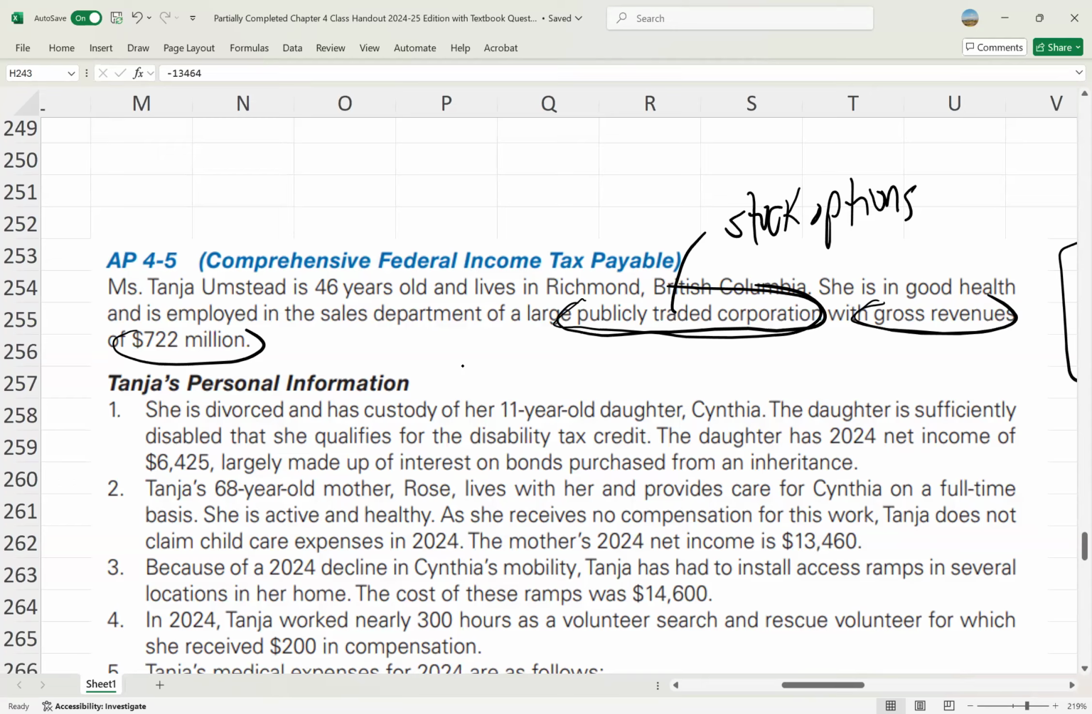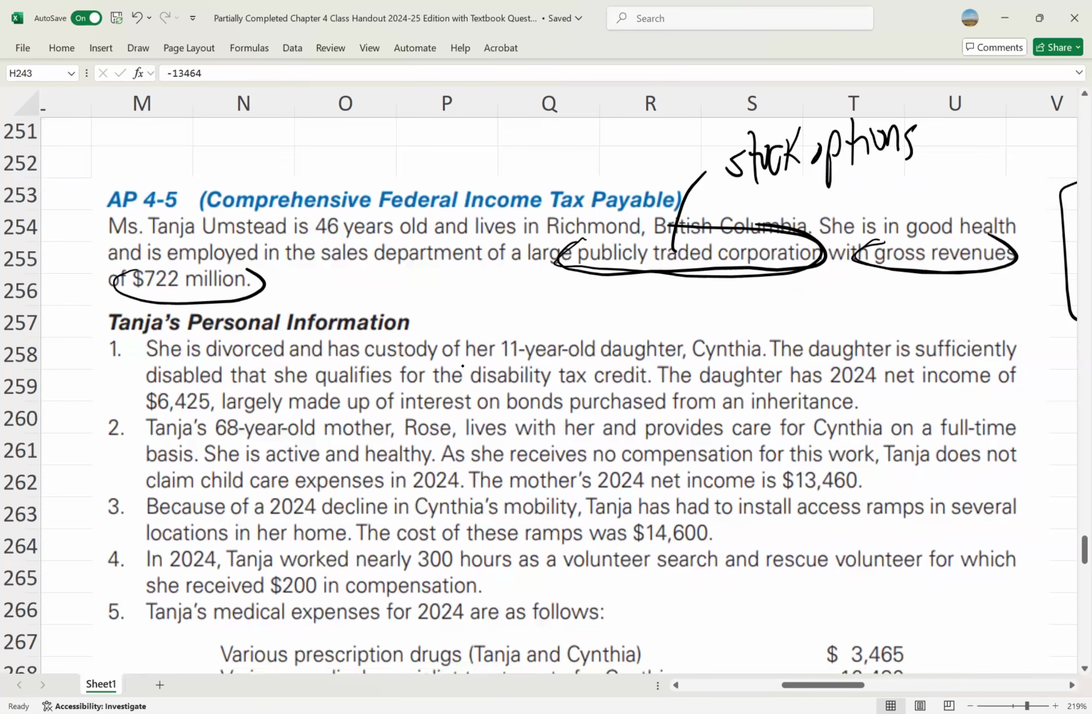So that's sort of what I mean by picking up on these key facts when you're reading the question, so that if there is a stock option component, this will help guide our analysis and calculations. Let's go to item number 1. She's divorced. So basically she has no spouse and she has custody of their 11-year-old daughter.